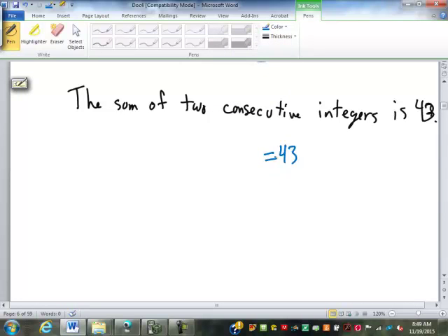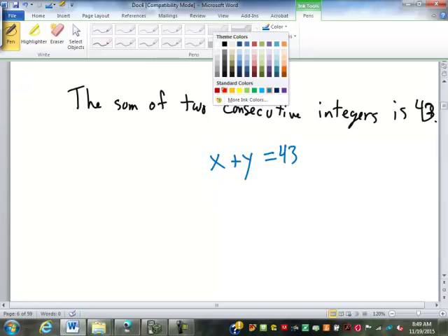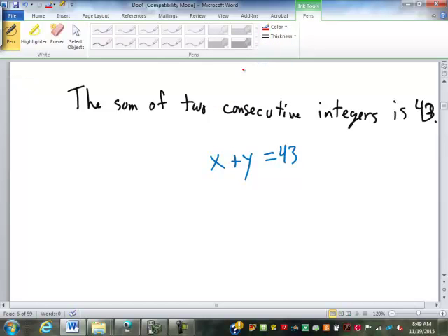The question is what? Well, there's 2 integers, right? I suppose I could say x plus y, but I don't know how to solve an equation that has 2 variables in it, do I? I need to get it down to just one variable. So what I have to ask myself is, is there any way that I can make one of them refer to the other one somehow? So I have 2 consecutive integers. This means there's one that's going to be the smaller one and one that's going to be the larger one, right?